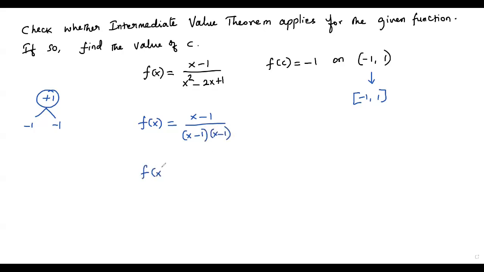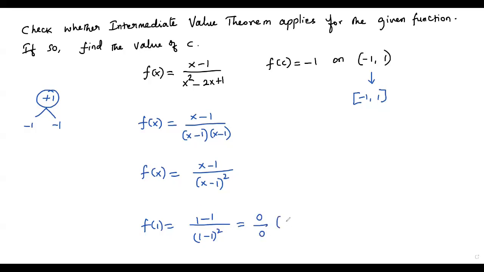Okay, so we can write the given function as f(x) = (x - 1)/(x - 1)^2, since we multiply the two same factors. Now let's verify whether this function is continuous over the closed interval [-1, 1]. But when I plug in the right-side boundary value 1 into the function, what's happening? Let's check it. f(1) = (1 - 1)/(1 - 1)^2. So what's the value of 1 - 1? It's 0. So in the denominator also we have 0.